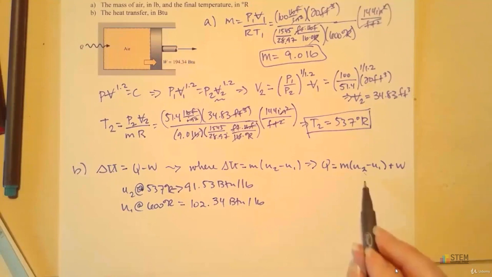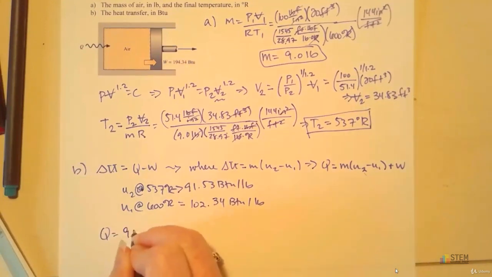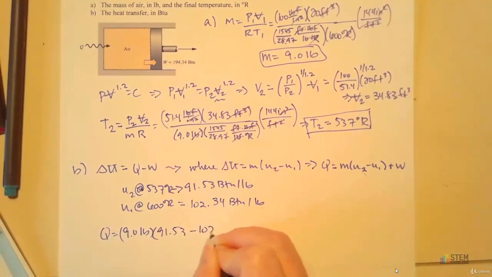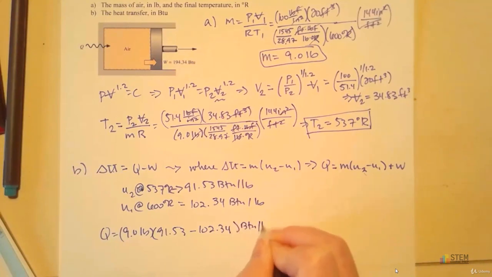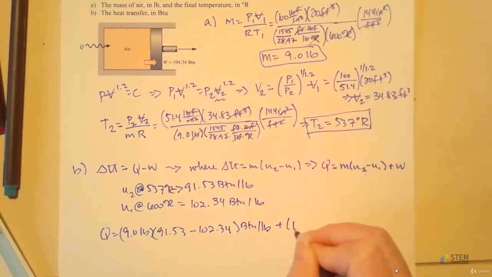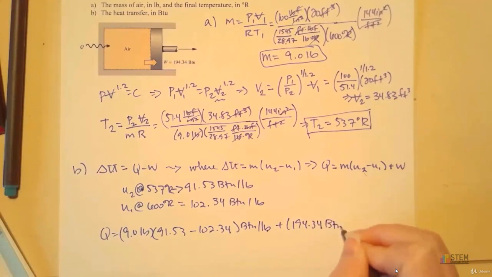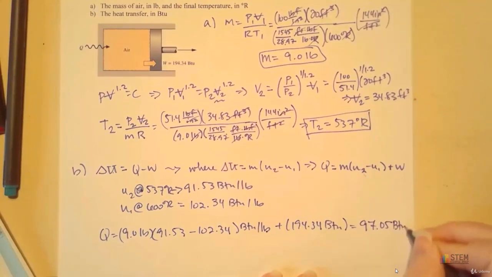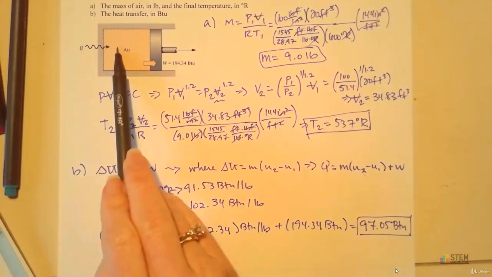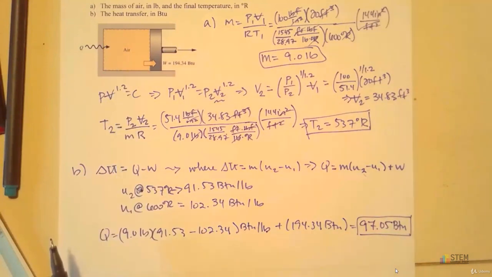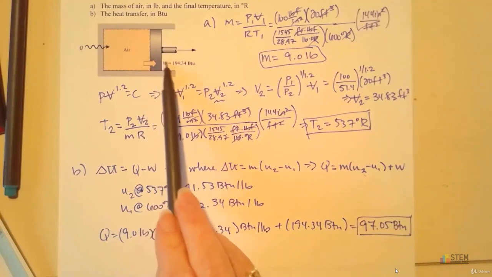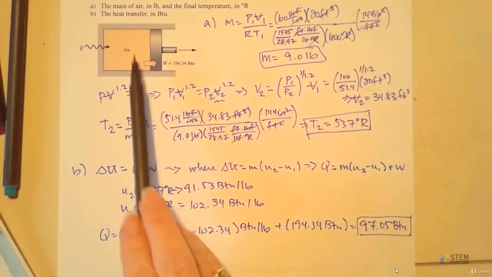Now you can just take those values, plug them in here. We already know the mass. Q is going to be 9 pounds times the 91.53 minus 102.34 BTU per pound, plus 194.34 BTU. And that's going to give you 97.05 BTU. Now this value is positive, so just like this picture shows, you've got energy transferred by heat into your system. Your work was positive, so you've got work being done by the system, so you can transfer energy from the system to the surroundings.